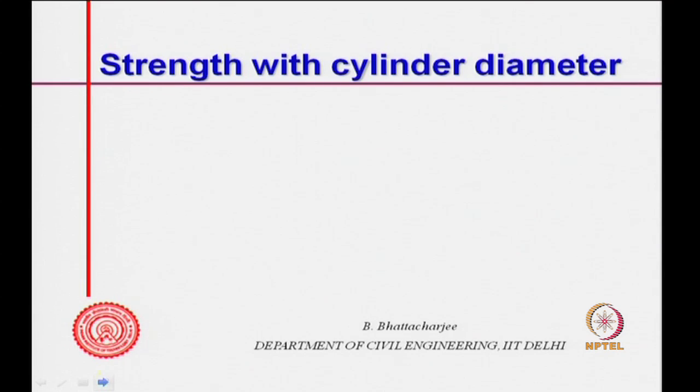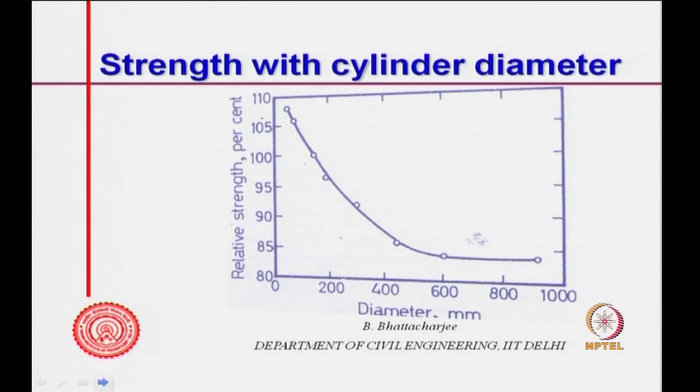Let us see what this is. For cylinders, it has been observed that as the diameter increases along this direction, in millimeters, the relative strength changes, assuming that 100 corresponds to the 150 mm cylinder. If the size is smaller, strength is higher; the size is larger, strength is lower. But beyond 400 to 500 mm diameter, strength does not change, because the crack sizes are unlikely to increase. So, this is the observation for cylinders.